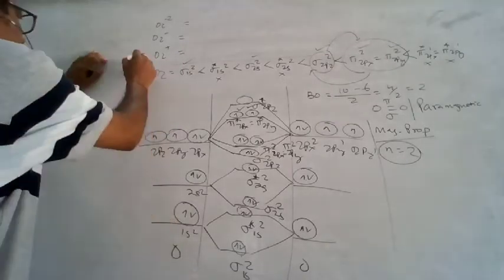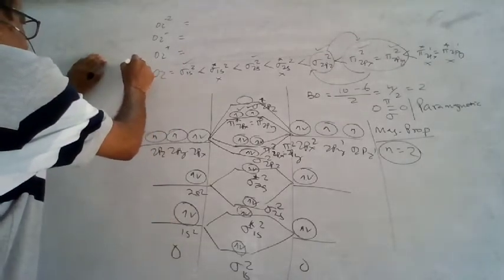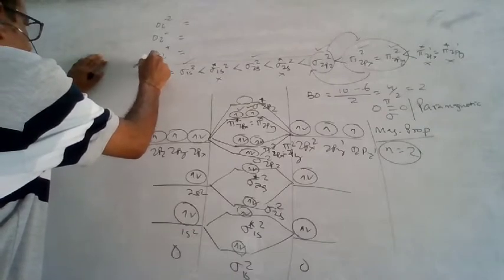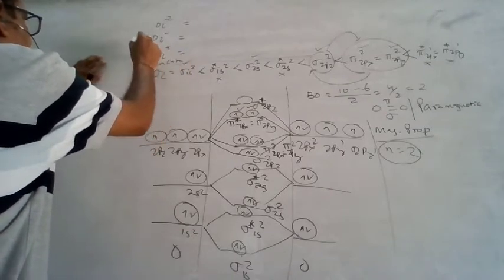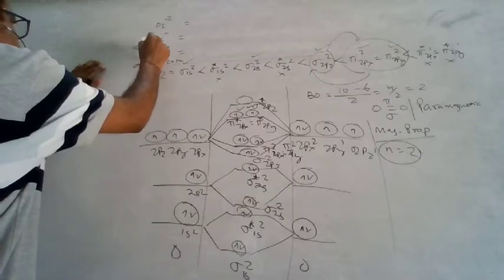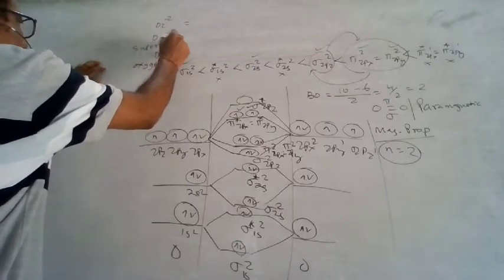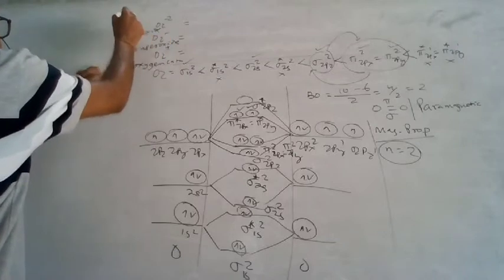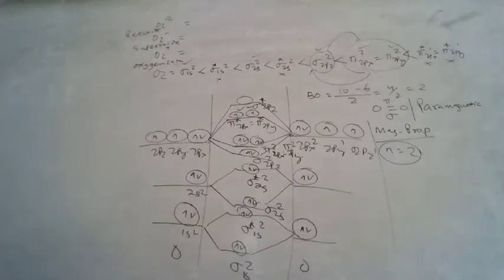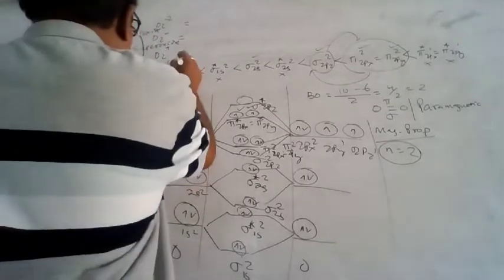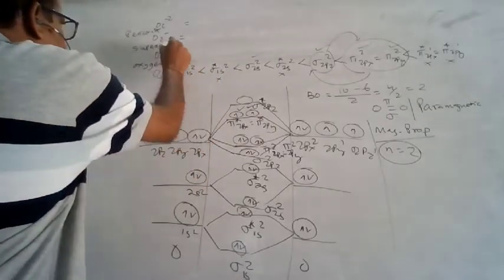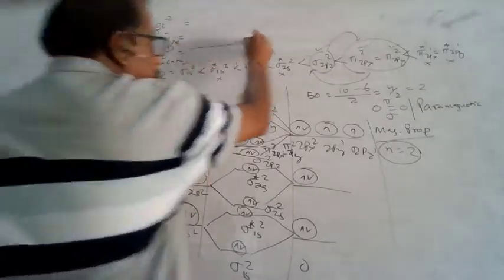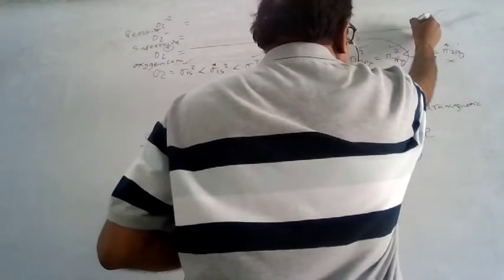I will show you how the configuration of the... Okay. What is the bond order here? The bonding electrons: 2, 2, 2, 2, 2, 2, the bonding electron count is 10. Antibonding electrons: 2 plus 2 plus 2, that means 6. 10 minus 6 by 2 will be 4 by 2, that will be 2.